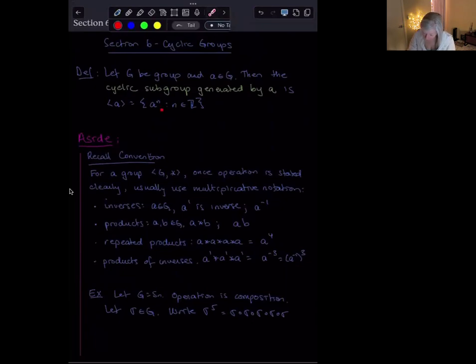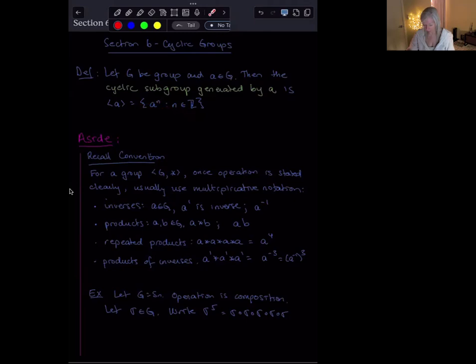So what am I doing? I don't know what the operation is, but whatever it is, this means take your chosen element of the group, and do that operation by itself n times for every integer n. So 0 times is going to be just the identity. 1 times is going to be A, A star A is going to be A squared. A inverse is going to be A to the minus 1, A to the minus 2, etc. So we're going to have A to all powers.